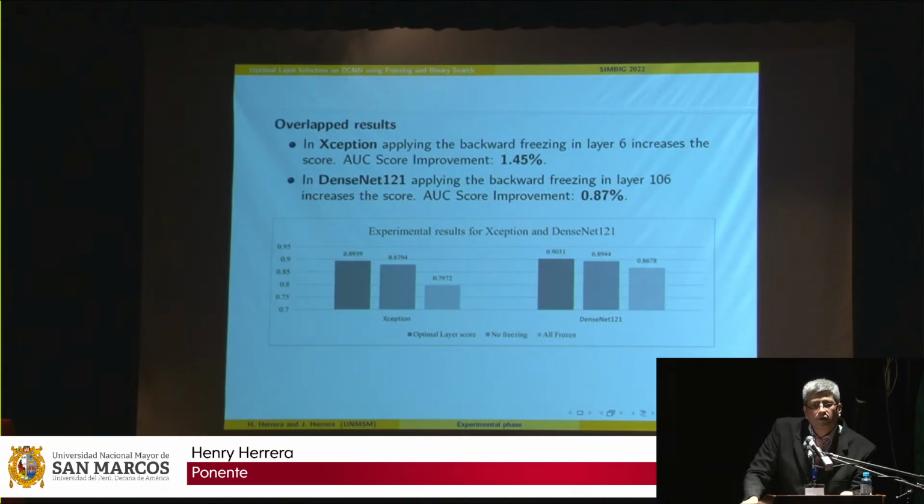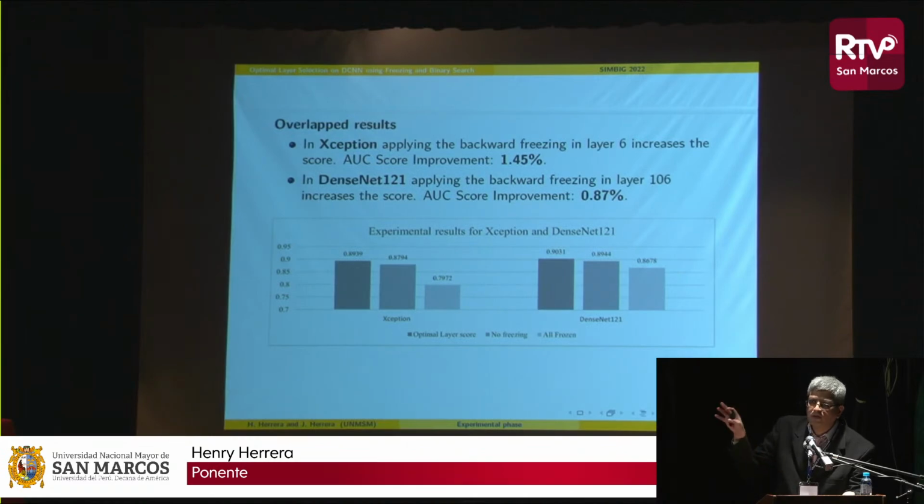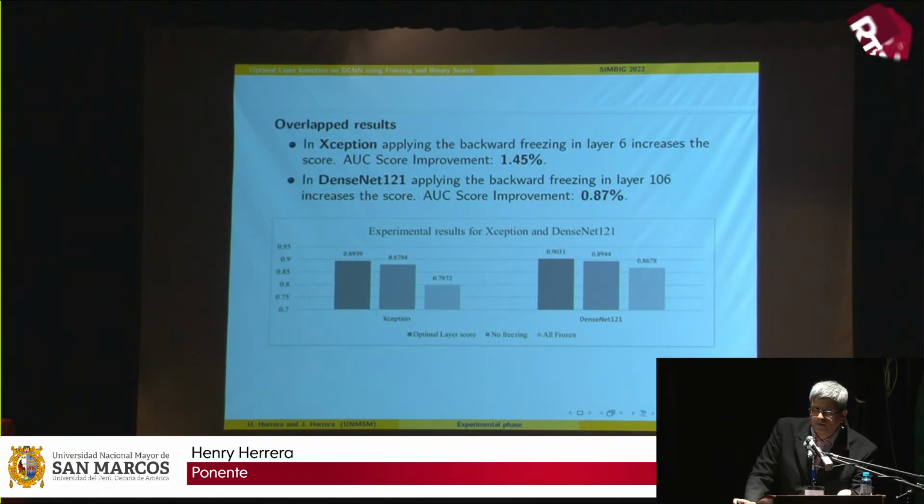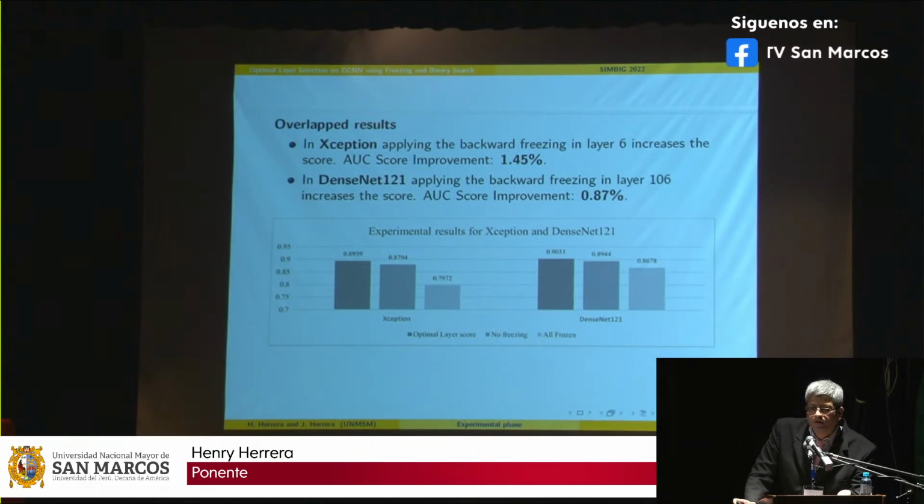In the next one, we are showing the overlapped results. In this case, for Xception, for example, freezing until layer 6 and using this dataset, remember, it's only for this dataset, the results may vary if you use another dataset. For Xception, we have an increase of 1.45%, applying backward freezing at layer 6, and for DenseNet 121, we have an increase of 0.87% if you apply backward freezing until layer 106.